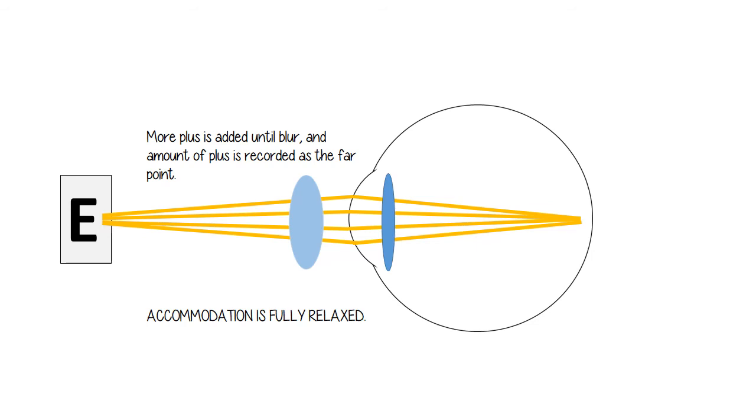Their eye would be accommodating less and less. The lens would be getting flatter, and the ciliary muscle relaxing and relaxing. The eye is doing the same thing, even though my card isn't moving. The lens is causing the eye to do the same thing. So that's how we're measuring far point in this case. Now, once we've got that, then we do the near point.